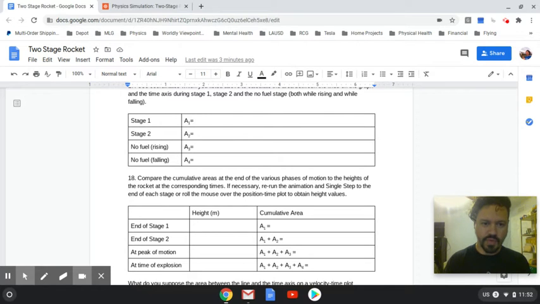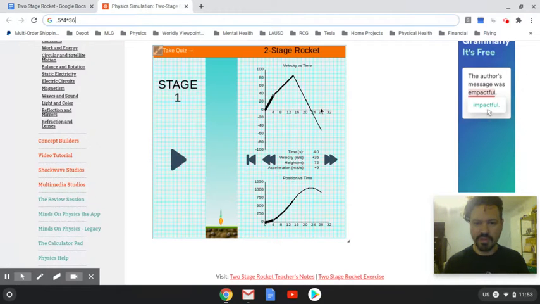So you're going to find the area under stage one, the area under stage two, and the area for the no fuel part. That's where the velocity graph is going back down towards 0. And then you'll also find the area for this piece here. That'd be from right here over to here and then down. So it's kind of like an upside down triangle now.